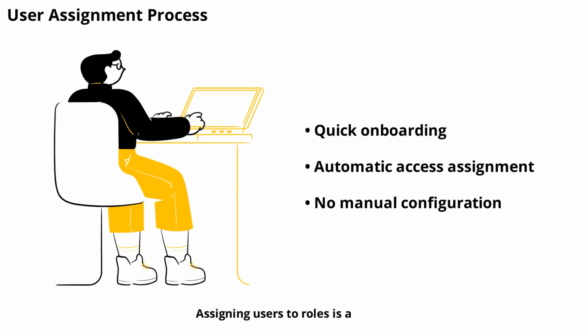Assigning users to roles is a straightforward process in most HRIS platforms. When a new employee joins, the administrator simply selects the appropriate role based on their job title. This automatic assignment ensures that employees have the access they need from day one, without manual configuration of individual permissions.